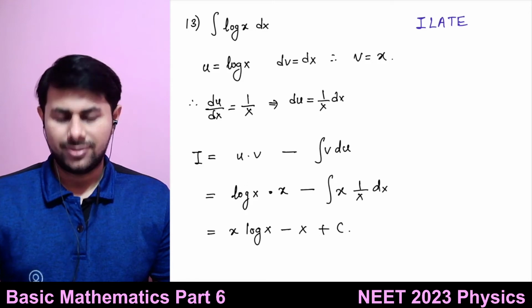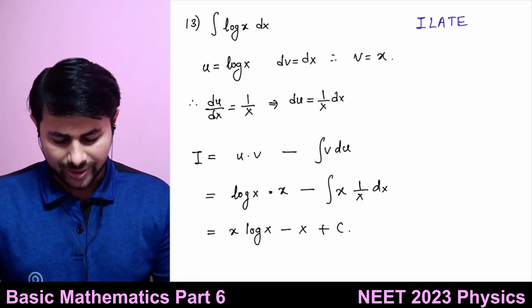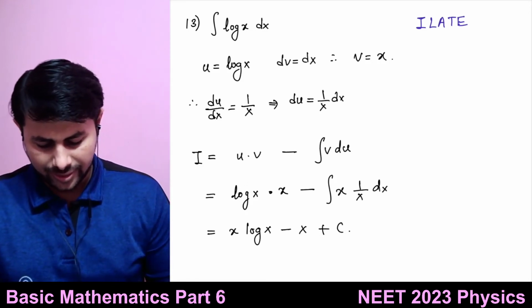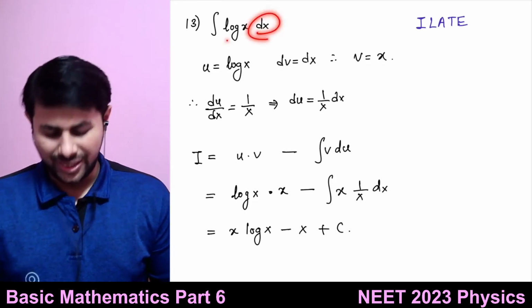Simple. Okay, sir. Yes, sir. Now imagine what would have happened if we had taken, let's say, this equal to u and this equal to v.